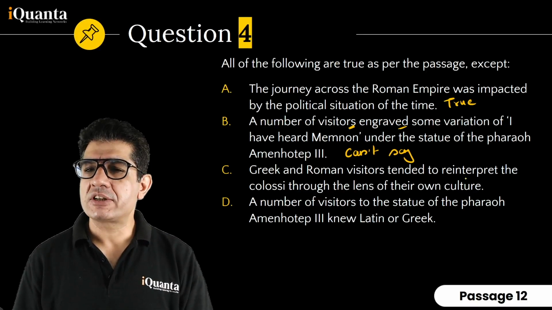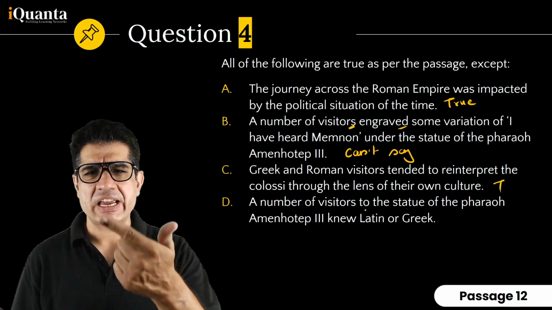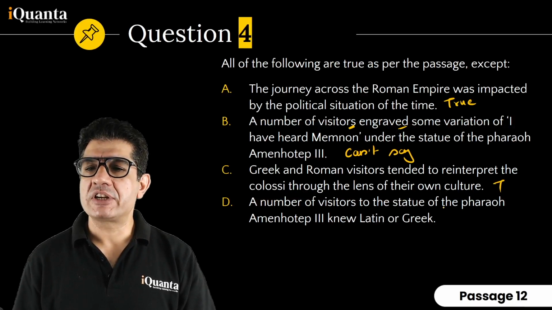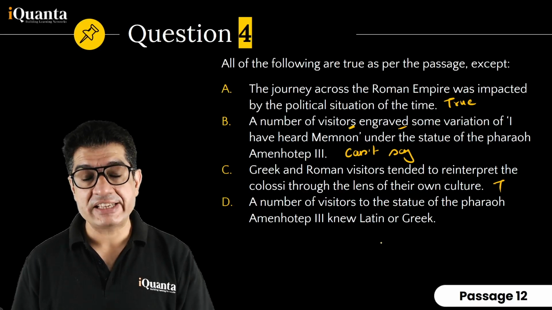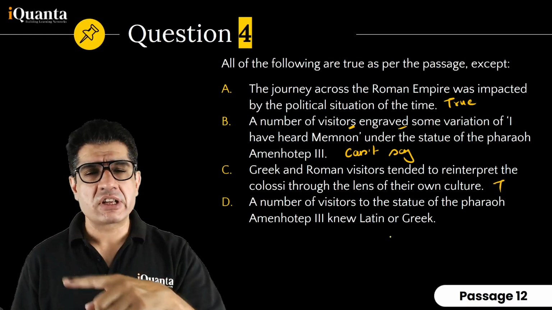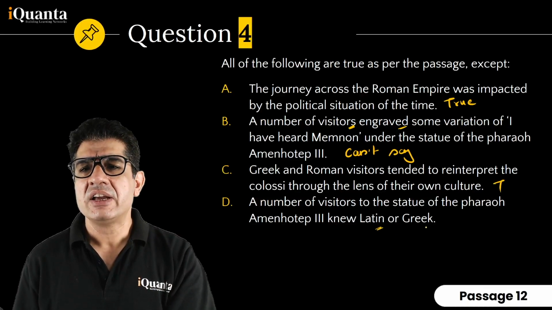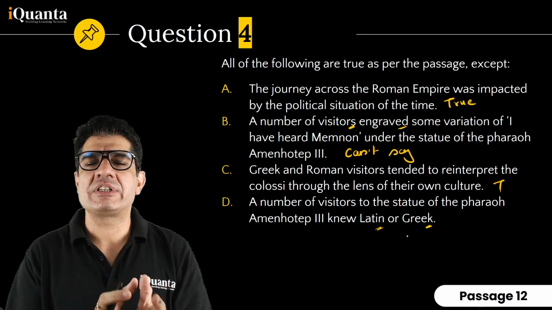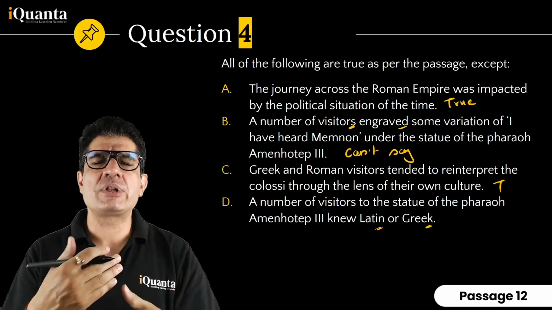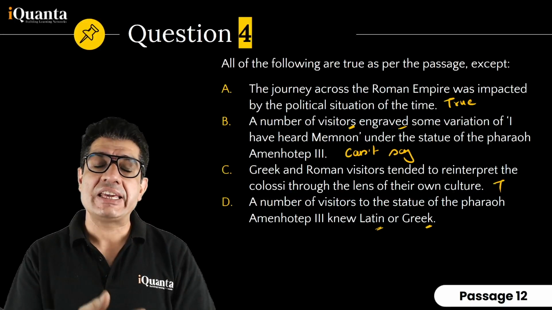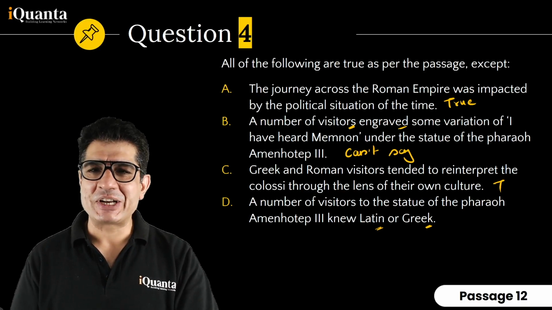Okay, let's look at C. Greek and Roman visitors tended to reinterpret the Colossi through the lens of their own culture. True. Second paragraph. D. A number of visitors to the statue of the pharaoh Amenhotep III knew Latin or Greek. Yes, because out of a lot of inscriptions that we had, a lot of them were in Latin, quite a few of them were in Greek. Had they not known those languages, why would they ask those to be engraved in that particular language? So that's about this particular passage.